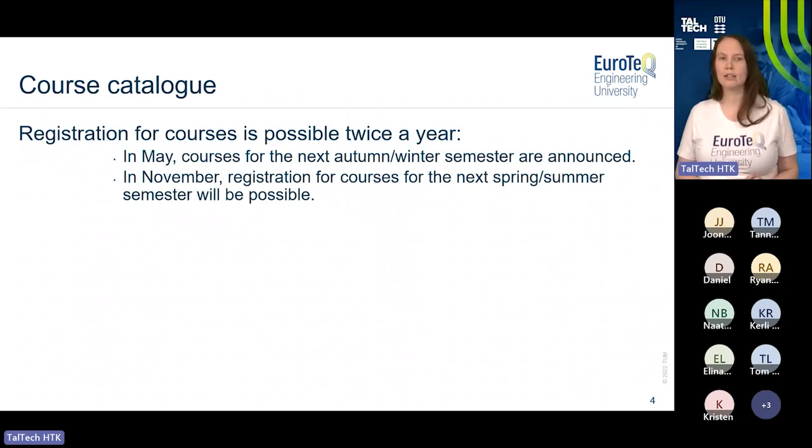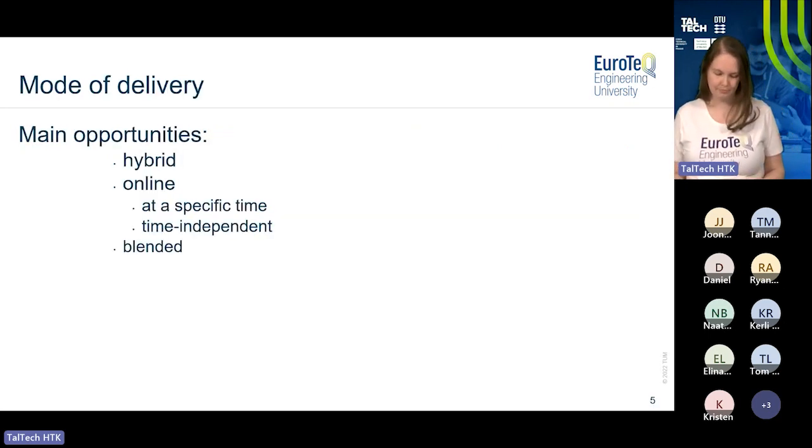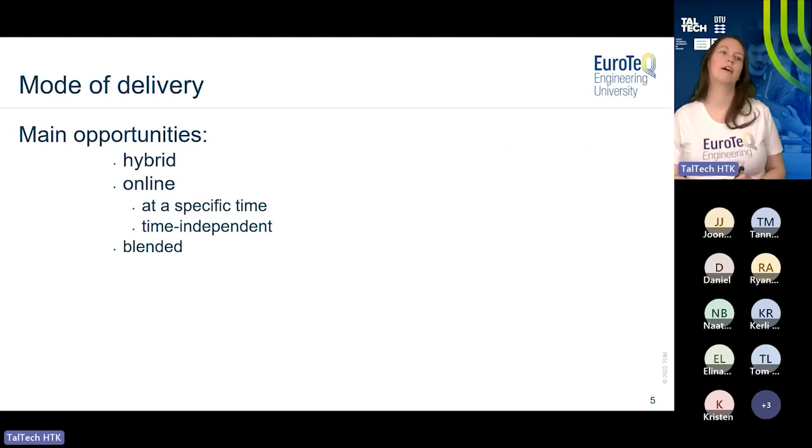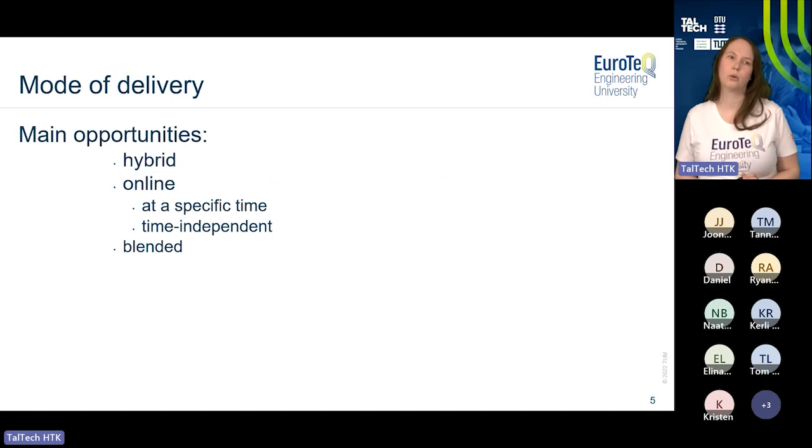So, the course catalog is open twice a year. In May, where we are now, the courses are announced and you can register. And also a second time you can register is in November for the spring semester. And as Ben already mentioned, there are quite a lot of courses in the course catalog to choose from.